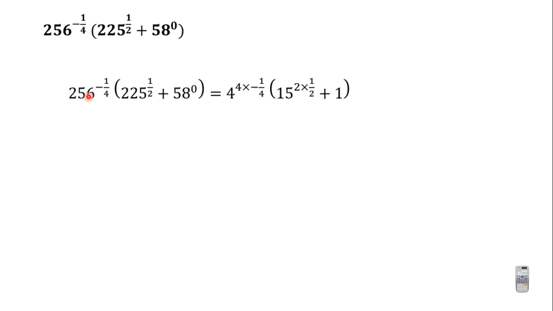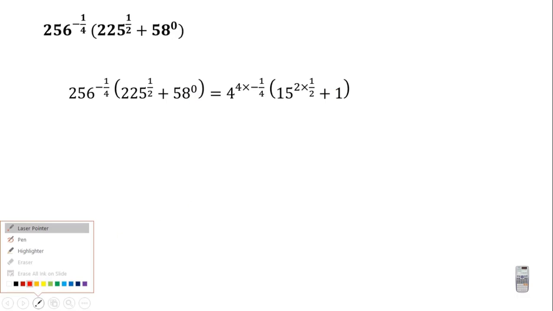So we change 256 to index form and you have 4 exponent 4. There is minus 1 over 4 already here. So we are going to have 4 exponent 4 times minus 1 over 4. Then into bracket, we will change 225 to index form and that will give us 15 exponent 2. So we already have 1 over 2 here. So it's going to be 2 times 1 over 2 plus, from the properties of indices, we know that any number raised to the power 0 is 1. So 58 raised to the power 0 is 1.